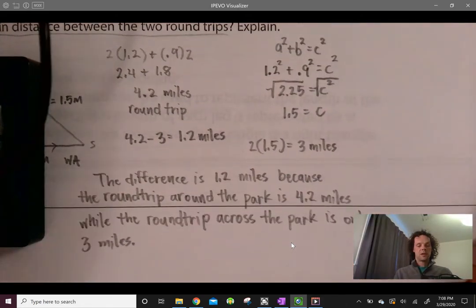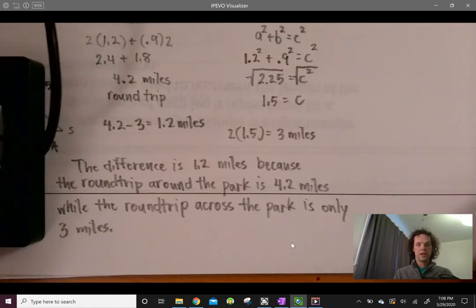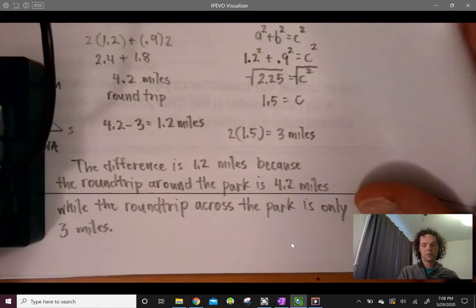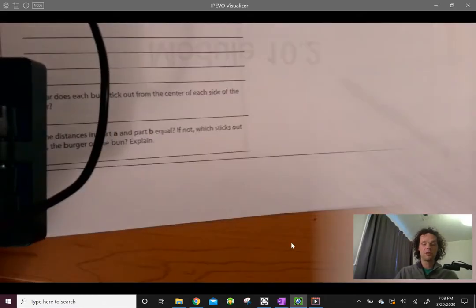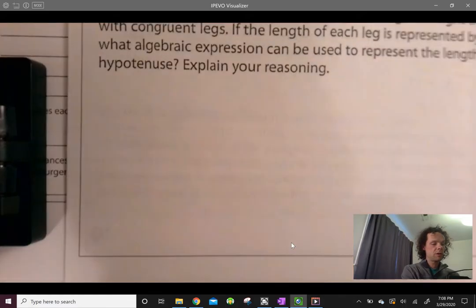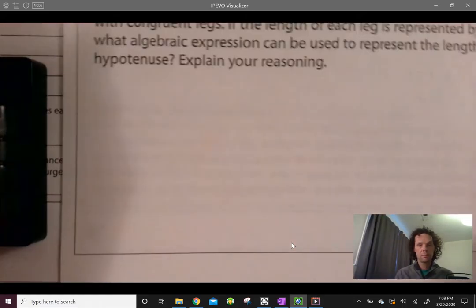Okay, and that's the solution to number 6 and the explanation. Make sure you have all that, make sure you understand it. Ask questions if you don't. Okay, we're going to go on, we're going to look at number 7. I'm going to try and get this wire away.